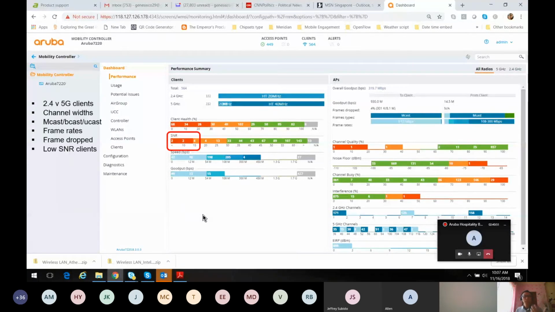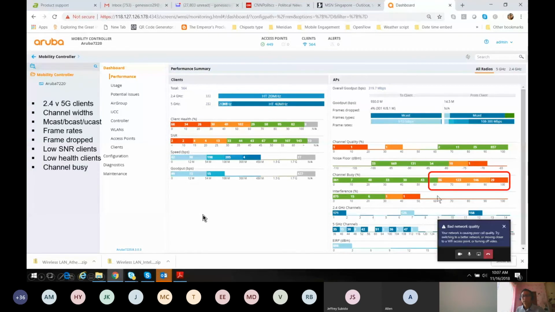Client health is a little related to SNR, but it has more composite metrics. So this is something you want to monitor, but you can't do anything to it specifically. In fact, it's actually a combination of other things like channel utilization.